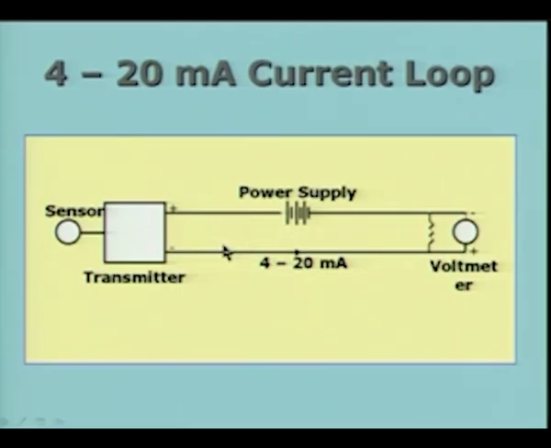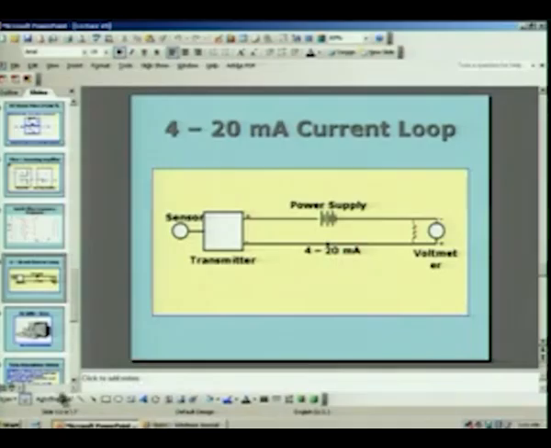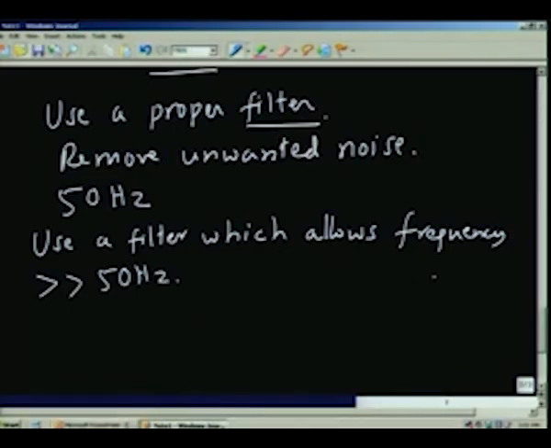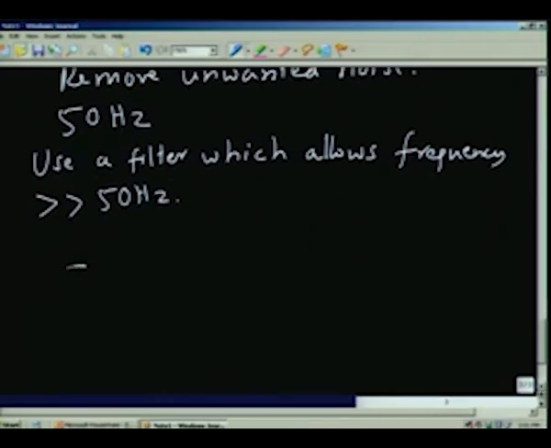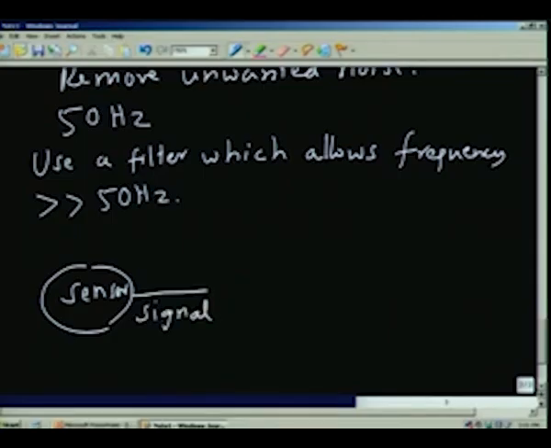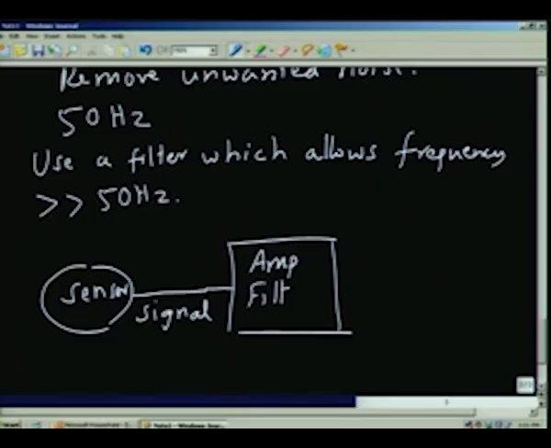Either way, whatever method you are going to employ, finally we need to connect it to the external world, and that is usually done using the following kind of arrangement. So, we have the sensor, which I can show as a circle here, and from there the signal is available, and the signal is now amplified and filtered if necessary, and so on and so forth.